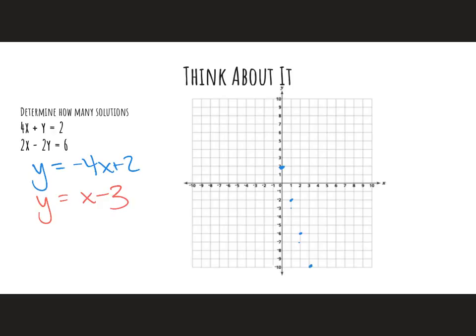That's my first line. Second line we'll do in red. We start at the y-intercept of -3, up 1 over 1. There it is. There's the point of intersection.